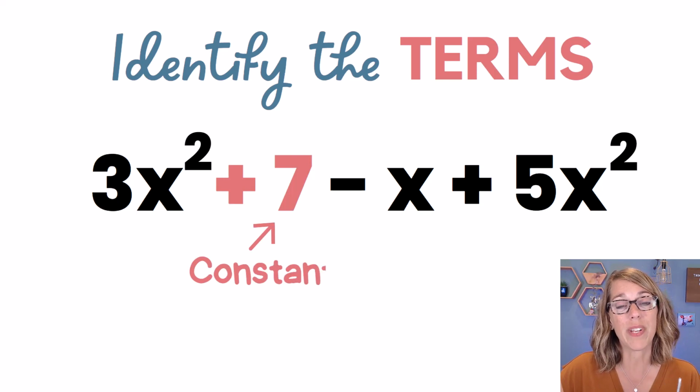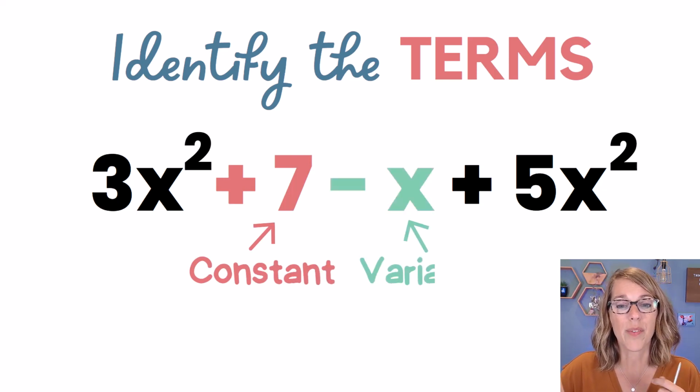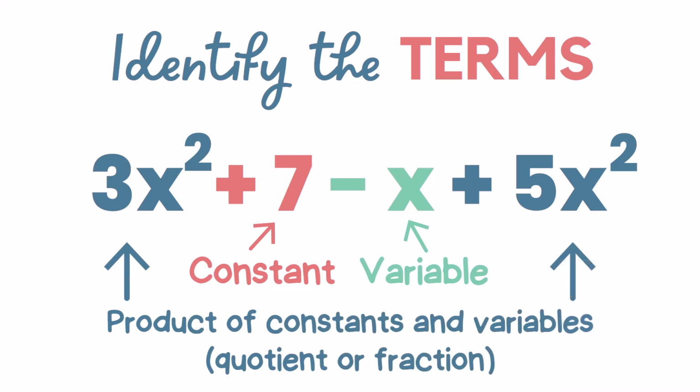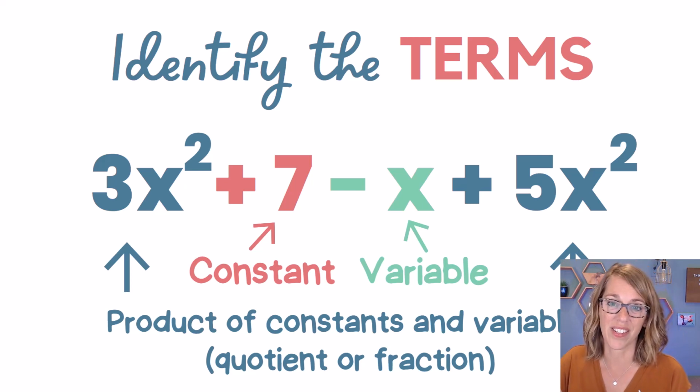Now, a term could be a constant. Constant is just another word for a number. It could also be a variable. Notice how it keeps that negative sign with it. Or it could be a product of numbers and variables together. Now I say product, but it could also be a quotient or a fraction of those. So that gives me the 3x squared and the 5x squared.